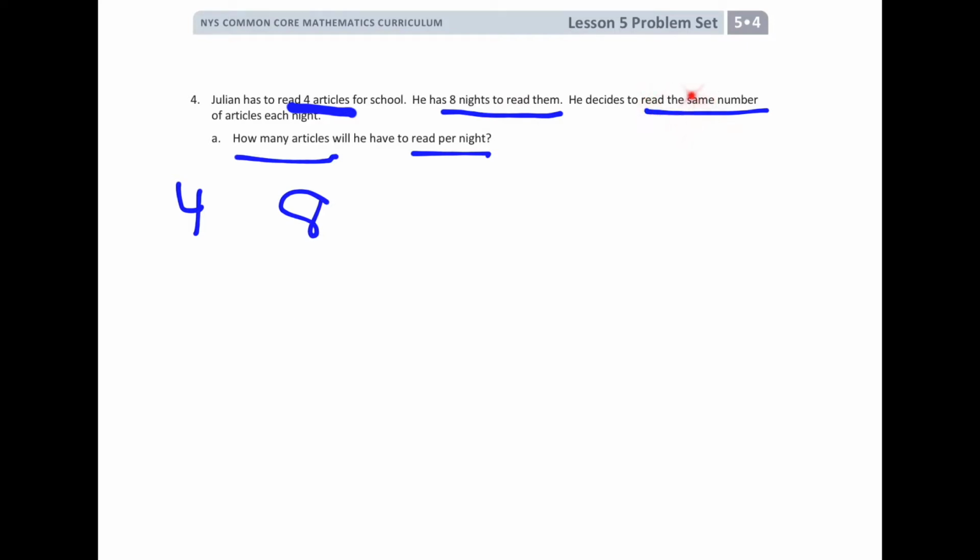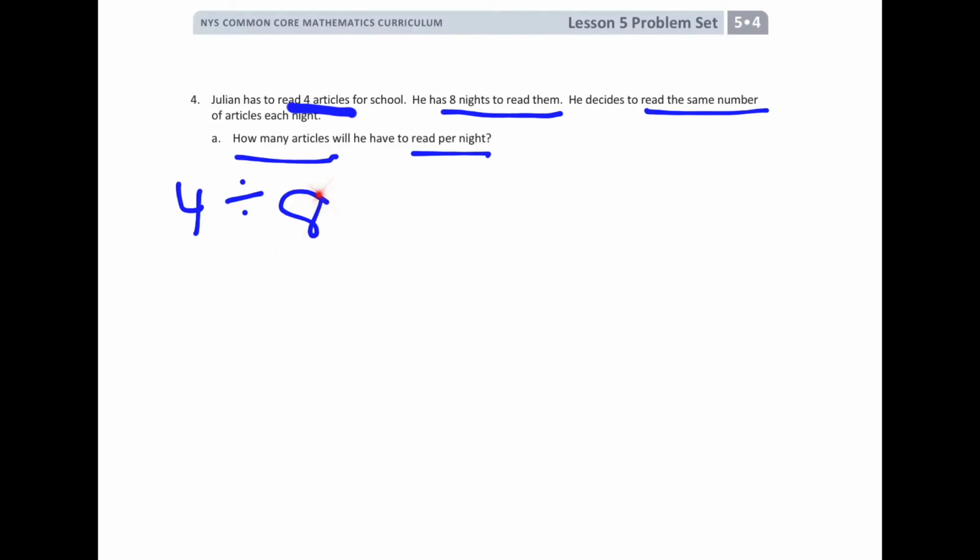Read the same number. Now, if you remember from my lessons and videos before, whenever we're dealing with same or equal or identical, that's most likely going to mean divide. We need to figure out 4 divided by 8. How are we going to do that? Let's start with a handy dandy tape diagram.